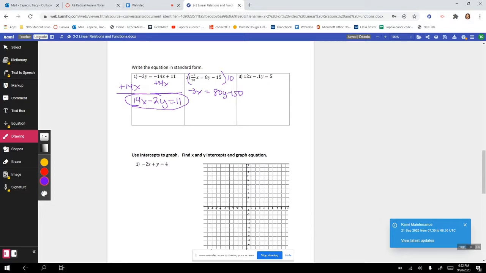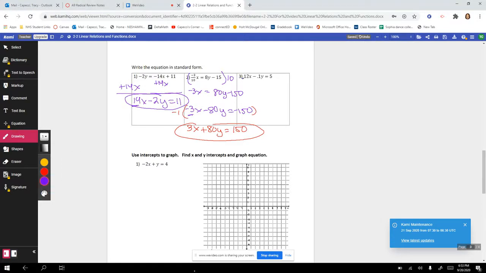Now, the easiest thing is to bring this 80y to the other side. So I have negative 3x minus 80y is equal to negative 150. But remember our a value, the number in front of our coefficient, we want that to be positive. So an easy way to fix that is just multiply everything by negative 1. So I have 3x plus 80y is equal to positive 150. So I'm all set. That one is in standard form.